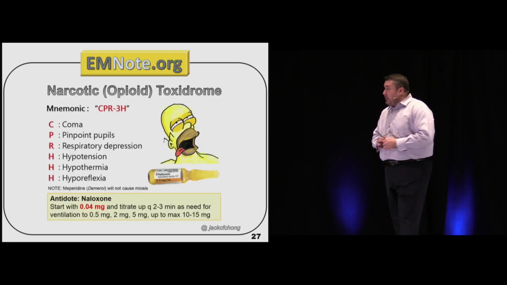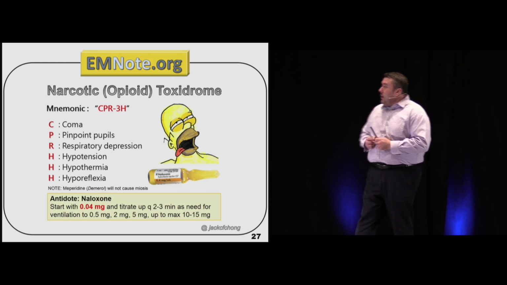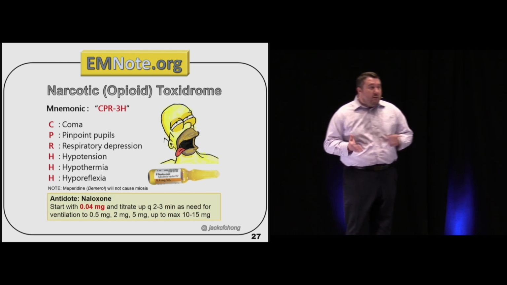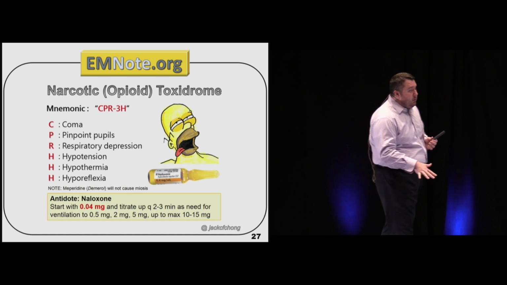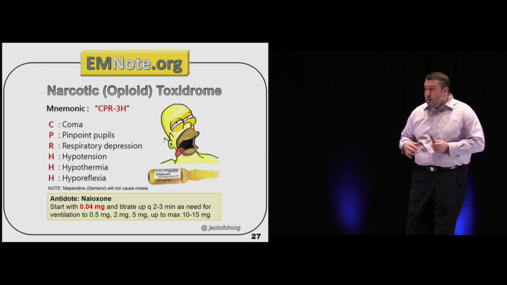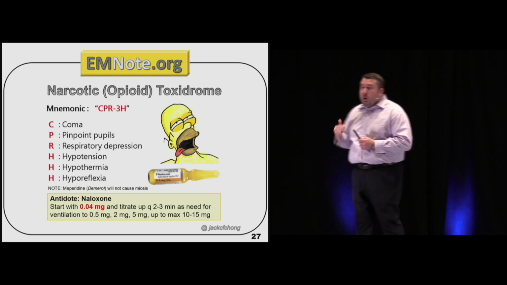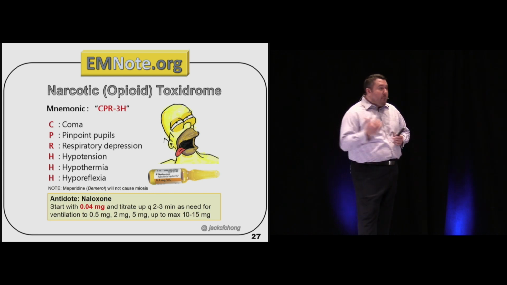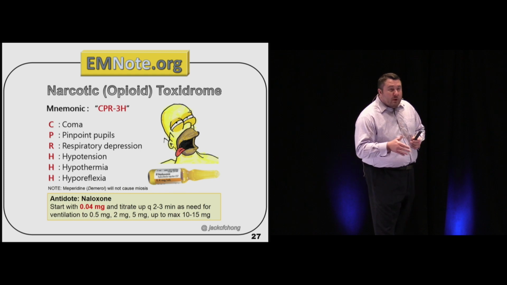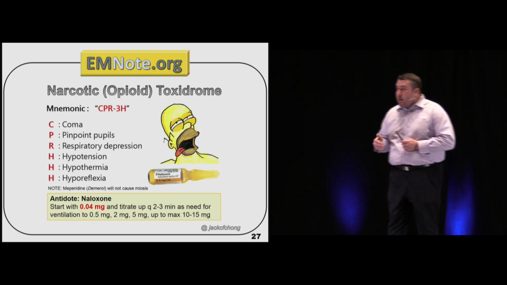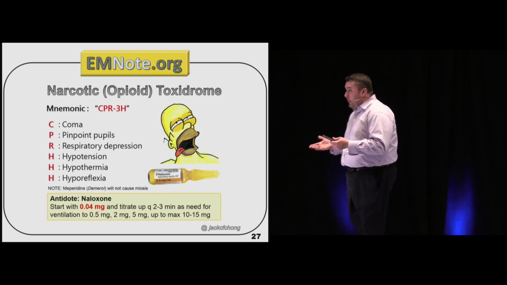So are opioids. This is your CPR-3H. All of our opioids are going to cause reduced mental status, those pinpoint pupils, respiratory depression, hypo almost everything. Hypotension, hypo respiratory rate, bradycardia, hyporeflexia.